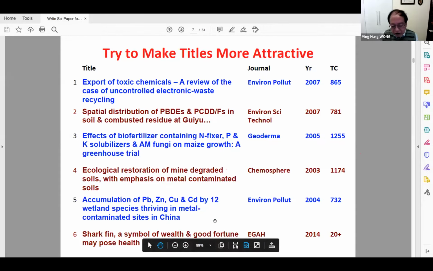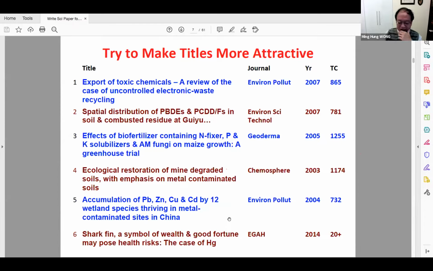However, the last one, shark fin, a symbol of wealth and good fortune, may pose health risk. It sounds sexy. We thought it's a sexy title, but somehow it doesn't attract too many citations. But perhaps not too many people working on mercury in sharks.